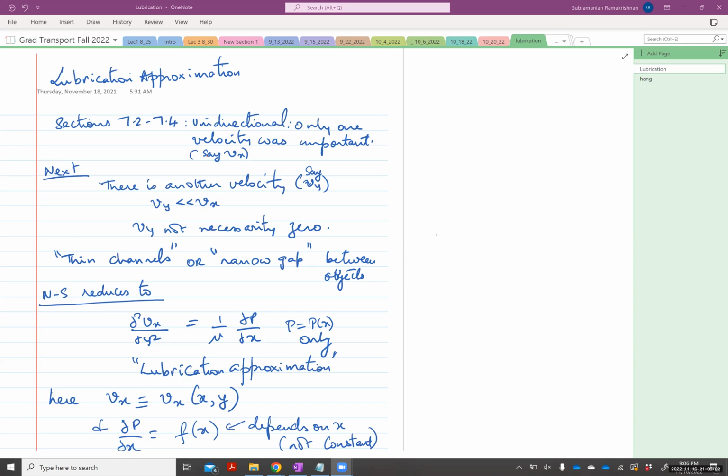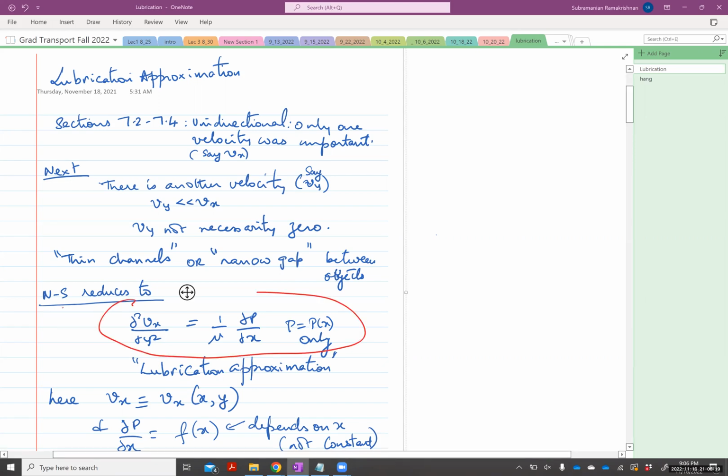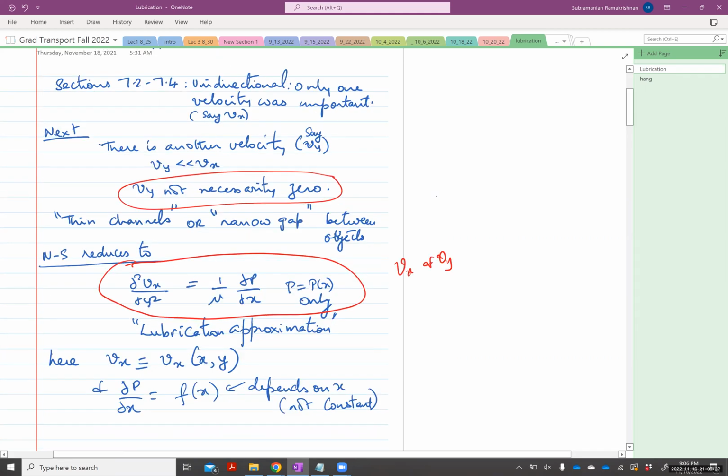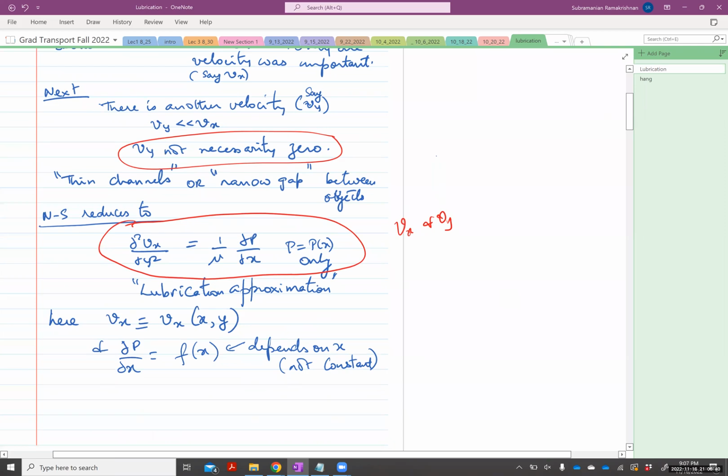So what is the lubrication approximation? You start off with the Navier-Stokes equations, and based on some assumptions, you can really simplify them to the following simple relationship. There are two velocities, Vx and Vy, and Vy is not necessarily zero, but it is going to be much smaller than Vx, and we will show you how that is also true. This is what is known as the lubrication approximation.